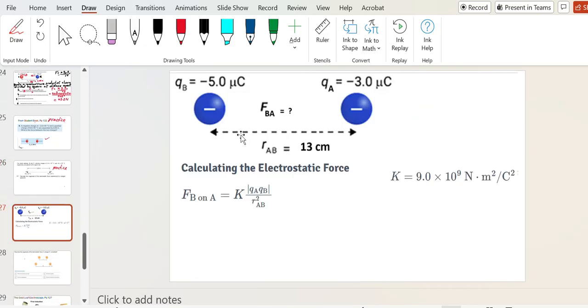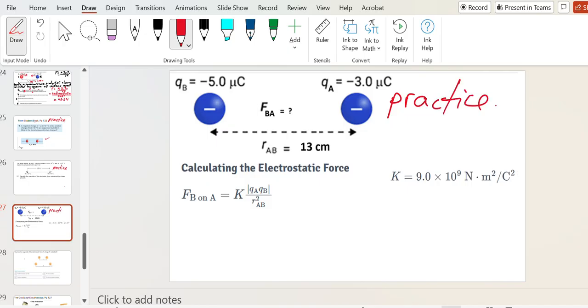Let's go to the next question. Again, this one is for practice. Tell me the answer. F, what is F? How many newtons? Formula and the number, then answer.